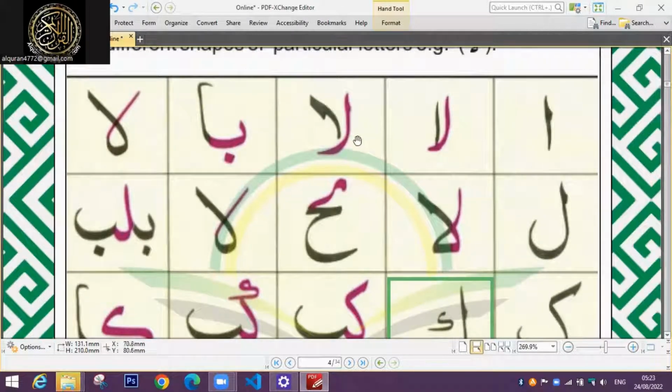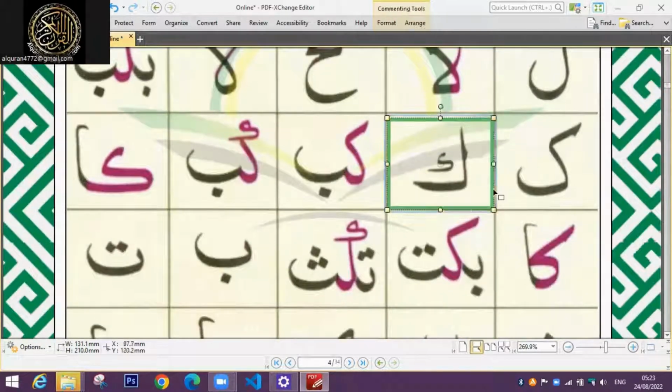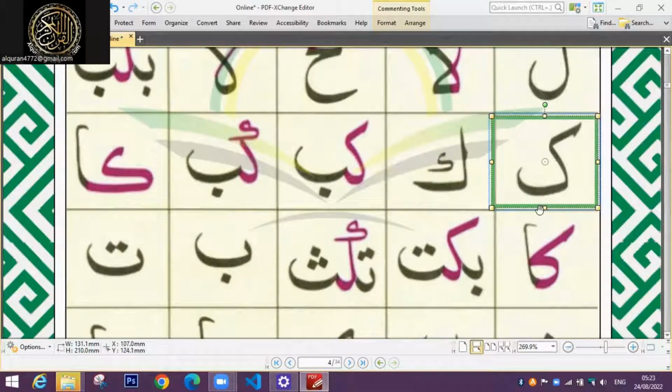So same here. Look, this one, the first one, is a straight line joined with the next letter. So that one is a Lam. Okay. So we learn two different shapes of the Kaf letter. The first one is a Kaf. So same, the next one is a Kaf. Okay. So both are Kaf.